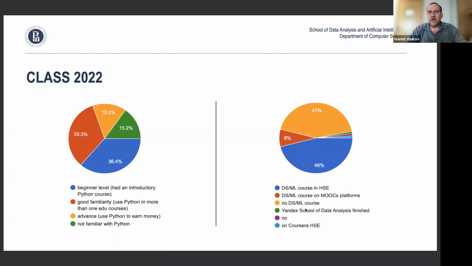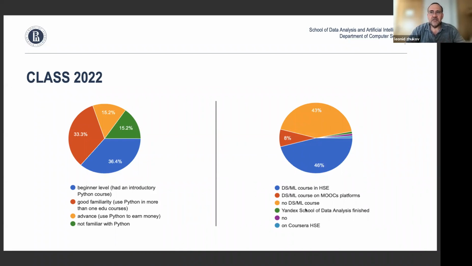Also, on the right-hand side, you see the distribution of prior knowledge of data science and machine learning courses. And again, we've got pretty much 50-50. 50% of you have had some sort of data science or machine learning course, either here at the High School of Economics or somewhere else. And half of you have not. So for us instructors, that gives us a certain challenge. We need to teach at the same time people who don't know what machine learning is and those who already know what it is. So some lectures, or some parts of the lectures, might sound easier and more familiar to some of you. For others, it'll be a little bit more complicated.